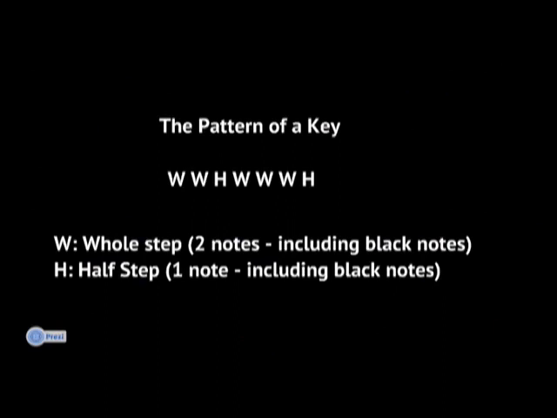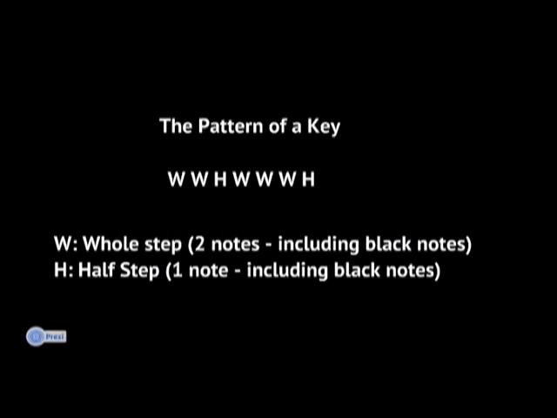W, W, H, W, W, W, H. What that means is W is a whole step, and H is a half step. So a whole step is two adjacent notes, and now we're including the black notes. Okay, so two notes right next to each other. If we jump up two notes, we've jumped up one whole step. Half step is just a single note. It's going to the next possible closest note that we can go. So whole steps and half steps.